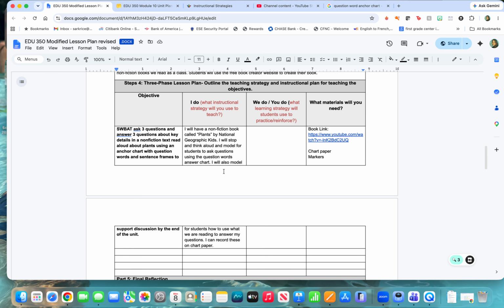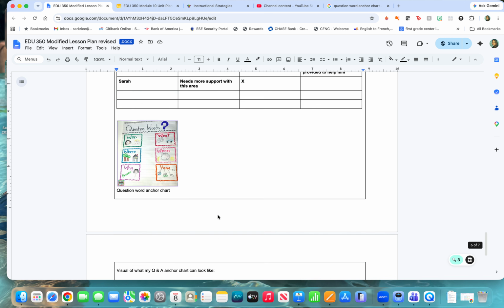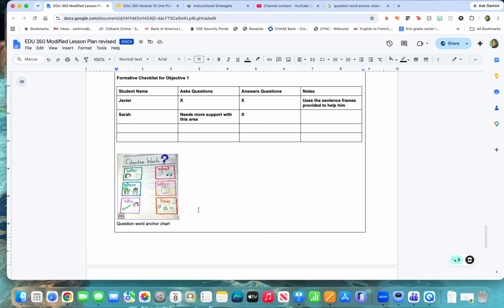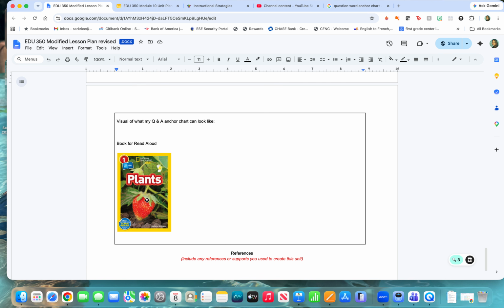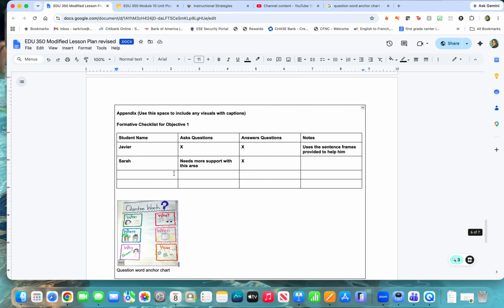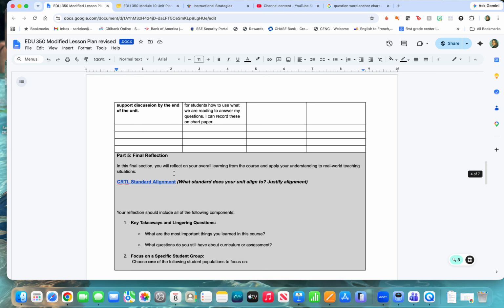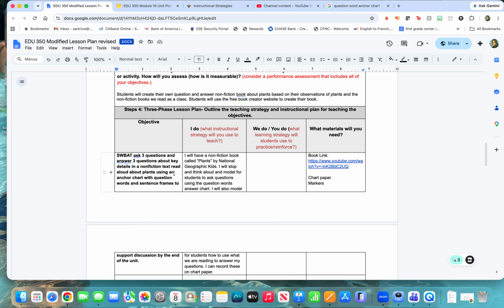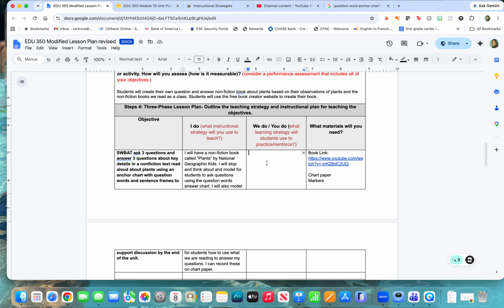So having this understanding, even though you're not teaching this plan, of what is my anchor chart possibly going to look like? What is my formative checklist possibly going to look like? What book am I actually going to be reading, right? Having all of these things documented for yourself really helps to visualize a lesson in your head and to show the person reading it that you really understand what you're teaching and why and how you're doing it.